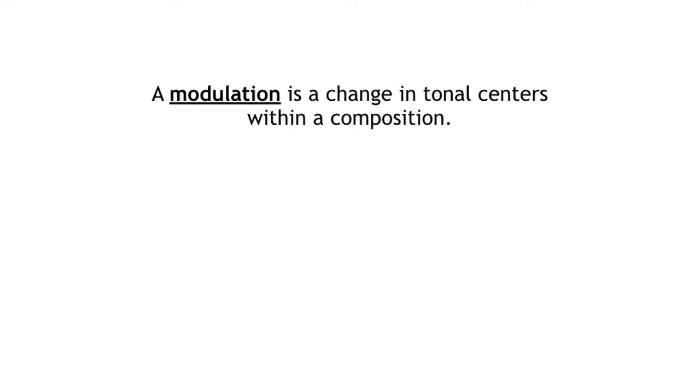First of all, what is a modulation? Well, a modulation is a change of tonal centers within a composition. That is, we go from C major, where C is the tonal center, and we end up in another key, maybe G major, where G is the tonal center. There are three parts to a modulation: the establishment of the original key, the actual modulation, which can occur in a couple of different ways, and the establishment of the second key, usually through some sort of convincing cadence.